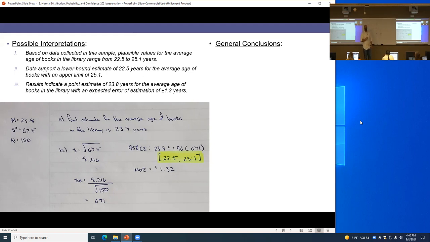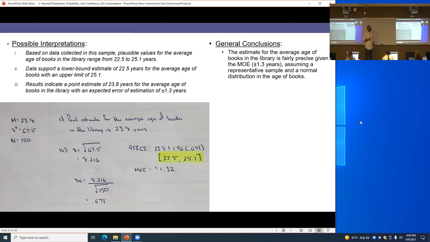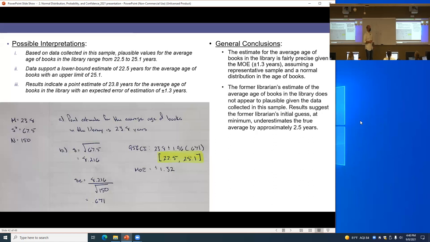All right, general conclusions that we might draw from this. We might say that the estimate for the average age of books in the library is very precise. You've got a margin of error of plus or minus 1.3 years. That's not bad, right? Assuming the underlying assumptions are correct, my estimate is within 1.3 years, assuming it's a representative sample and a normal distribution. Now, if neither of those is true, then that starts to throw off the interpretations I can make, but that's what we're working with.